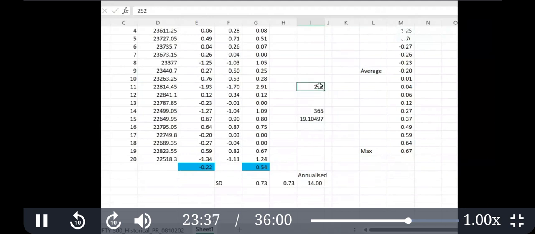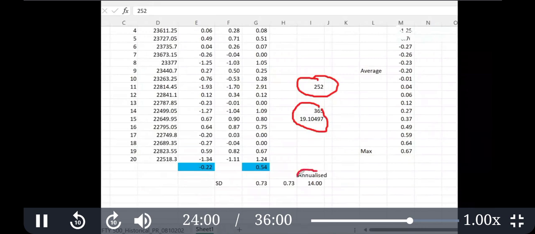But for practical purposes, the National Stock Exchange uses 365. Statistically, 252 is correct because the number of trading days is not 365. But NSE uses 365, so we will also use 365 for practical purposes. So this is the annualized standard deviation.